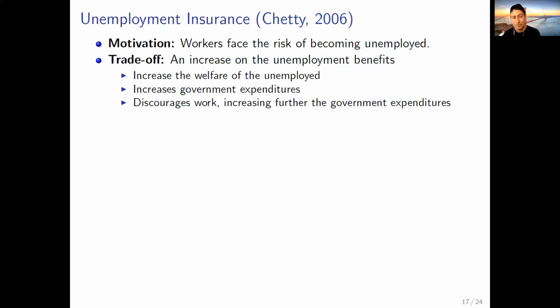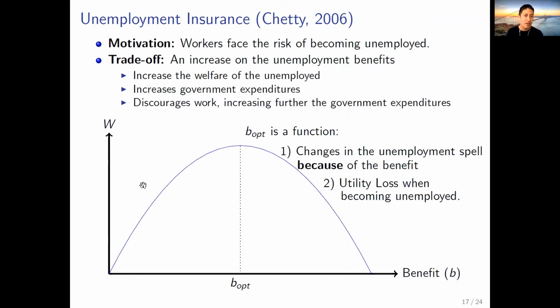And finally, there's also an incentive effect, which is the fact that if you give a lot of money to the unemployed, you could be discouraging work, right? Because people think, well, I'm going to get so much money unemployed, I prefer not to work and get that money. And the fact that people are going to become more unemployed is going to increase the government expenditures further. So you have here the same graph in which welfare is on the vertical axis, and the benefits to the unemployed on the horizontal axis.